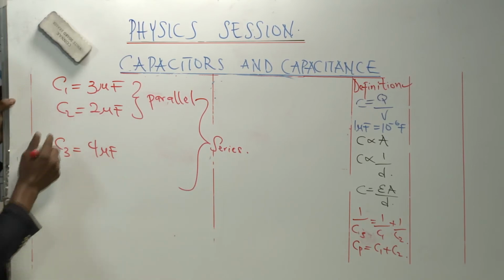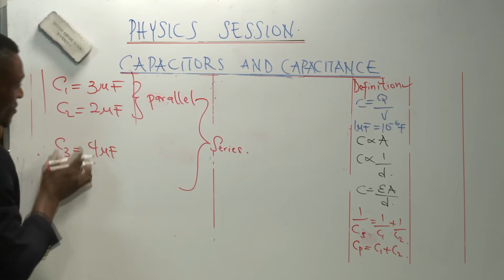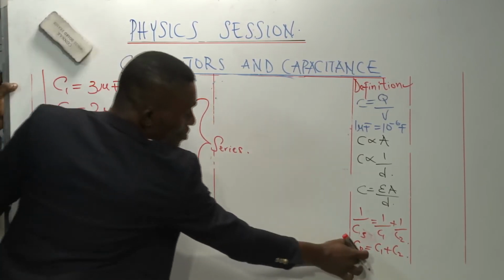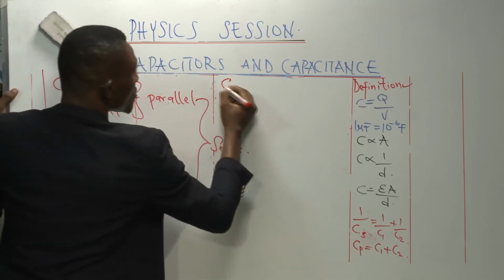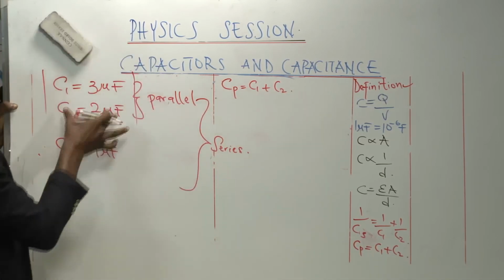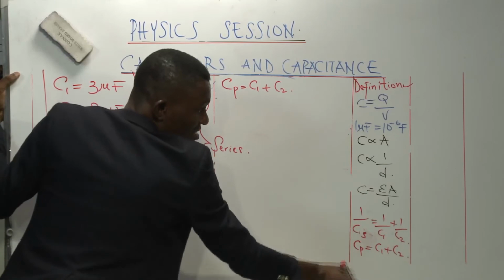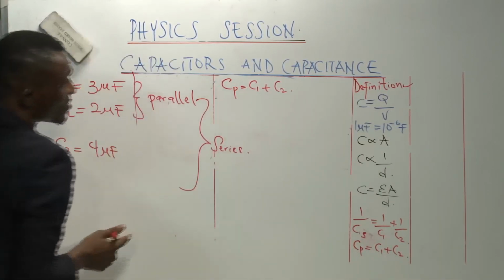So the first thing we are going to do is what? Let's calculate the equivalent capacitance for this one. Don't forget that when capacitors are in parallel, we just add them up together. So Cp is equal to C1 plus C2. That's the first thing we do. They are in parallel, so we use our parallel combination. You can just write this down somewhere. This is the highlight of everything we've talked about today.